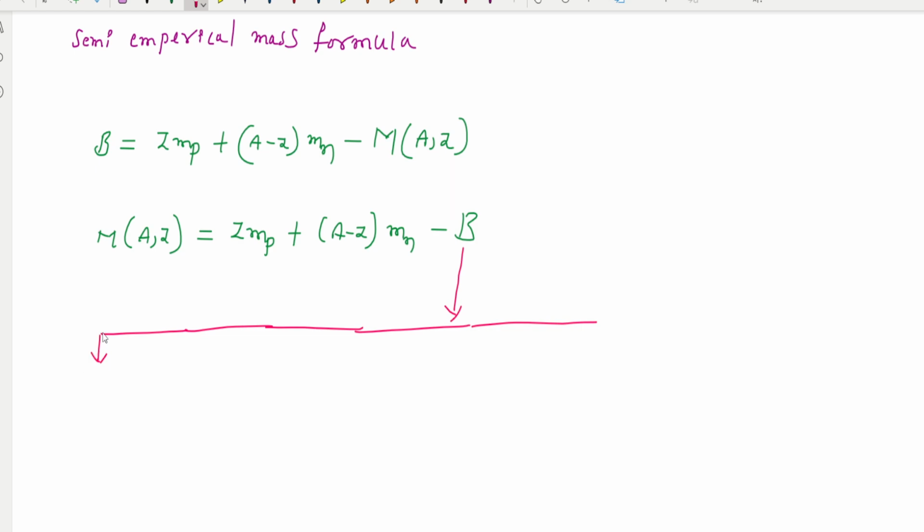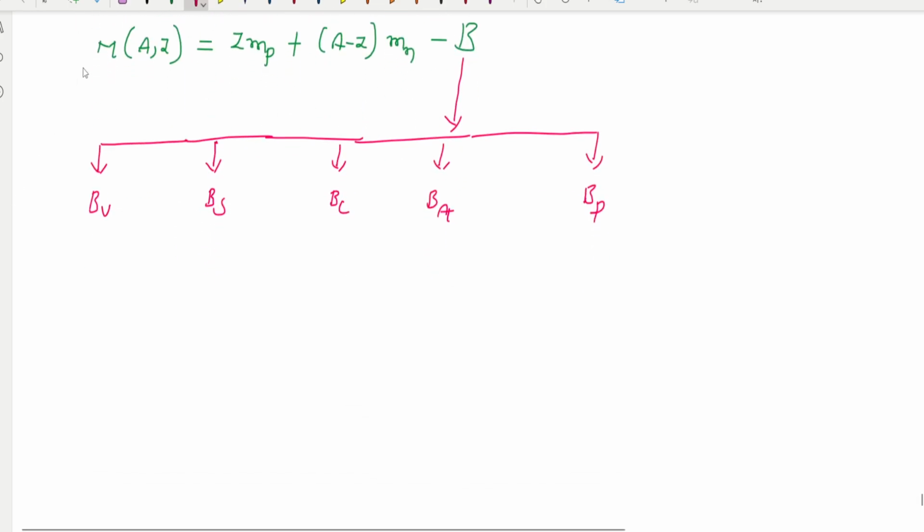One is volume energy. Second one is surface energy. Third one is Coulomb energy. Then binding energy B_A means symmetric energy, sorry, asymmetric energy. And the final one is pairing energy.